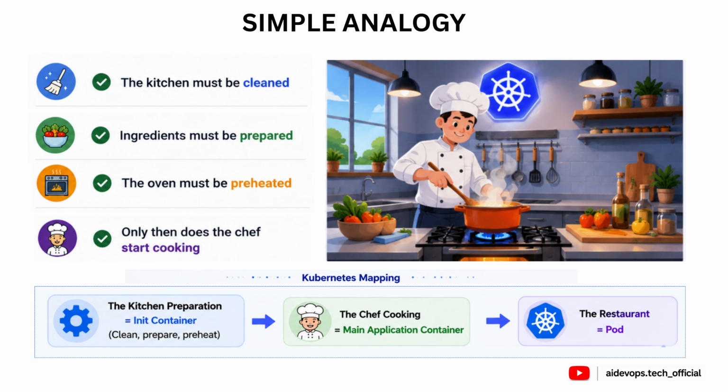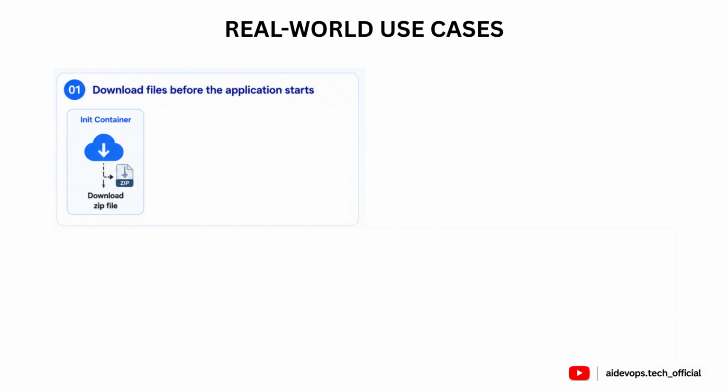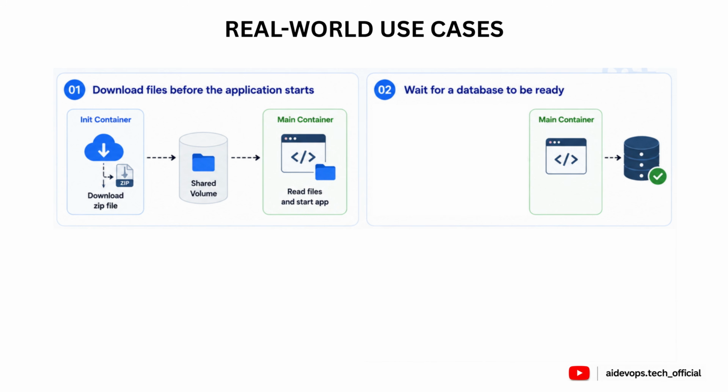Here are some common real examples for the init container. First, download a file before the application starts. The init container downloads the zip file and saves it to the shared volume. The main container reads those files and starts. Second, wait for the database to be ready. Your application needs a database. The init container keeps checking until the database is available. If available, it exits and the main application starts only when the database is ready.